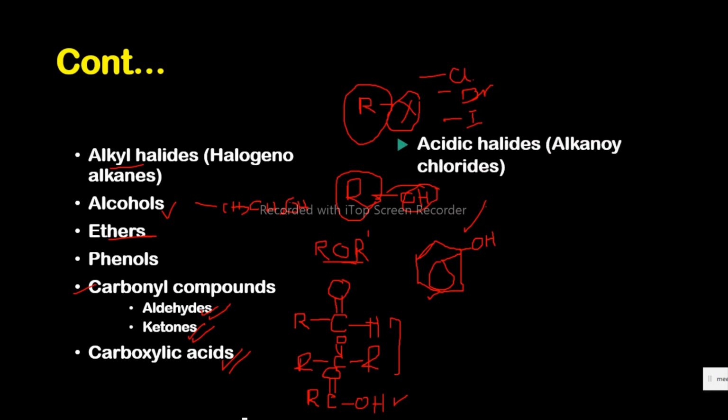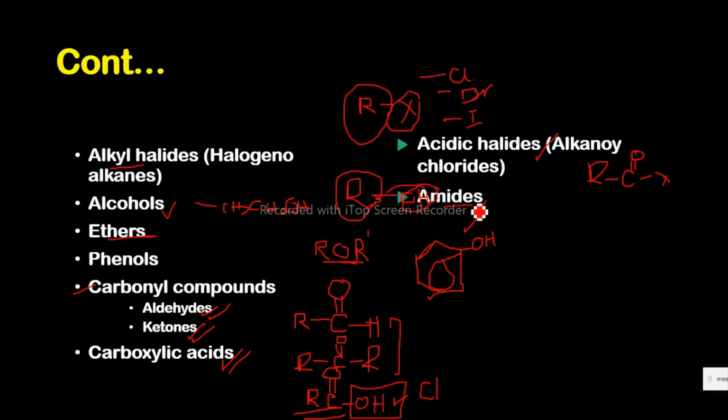Then we shall see the acidic halides, whereby they are derivatives. Now, this one is a derivative of carboxylic acids. In this, we substitute this OH with a halogen and we put the Cl. So, an acidic halide is something like this, CHO with this carbonyl carbon and then the halogen. So we shall see that this one is different from this. Okay? We shall see other.